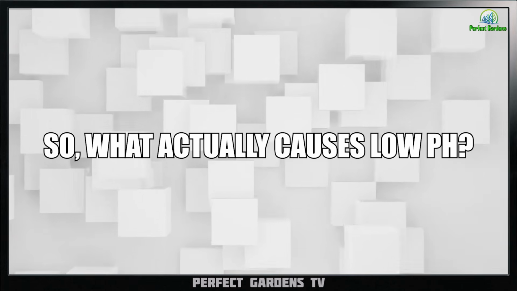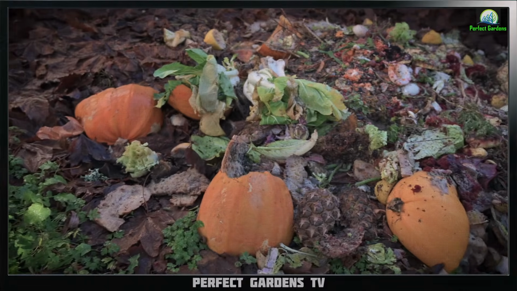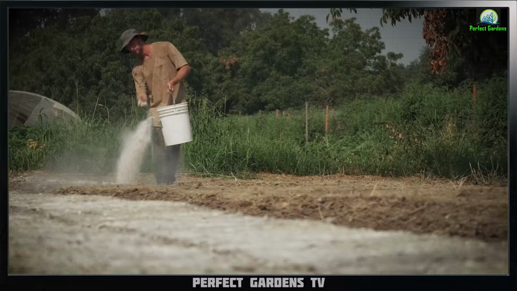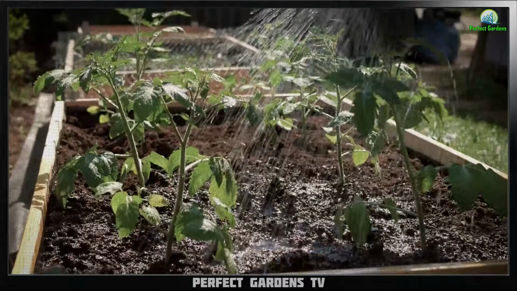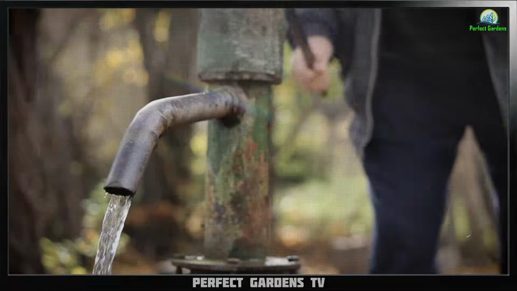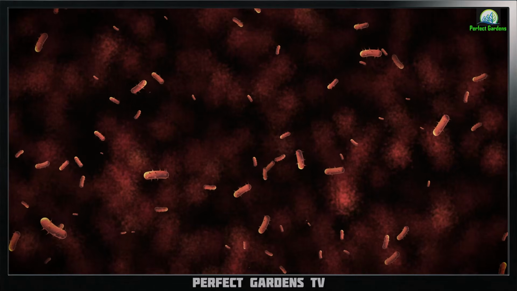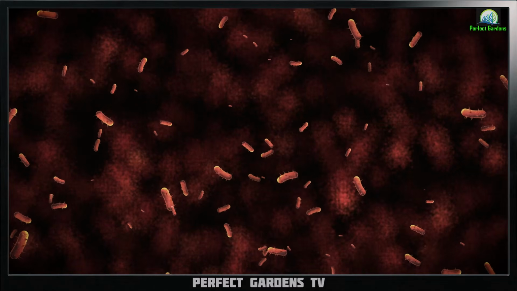So what actually causes low pH? Several things. Organic matter breaking down releases acids. Certain fertilizers are acidifying by nature. Overwatering can shift soil chemistry. In some cases, your water source is already acidic coming in. Even high biological activity in a very active living soil can temporarily pull pH in different directions.